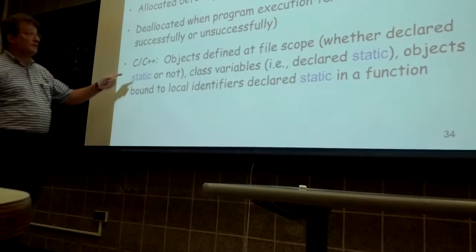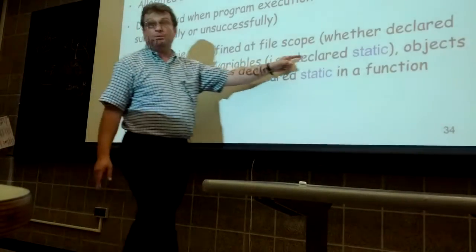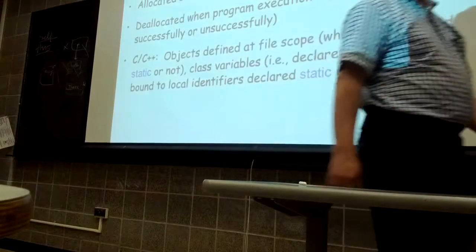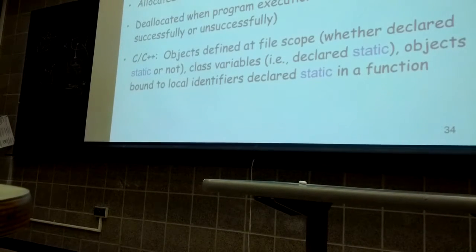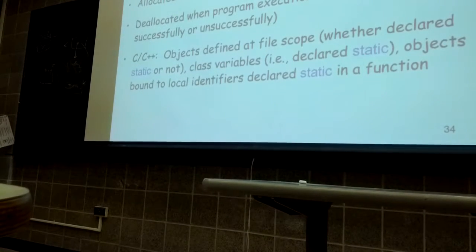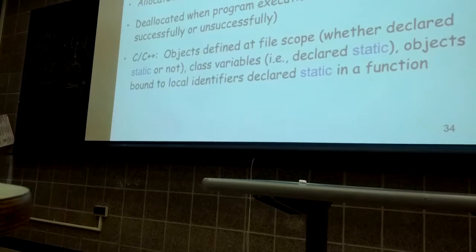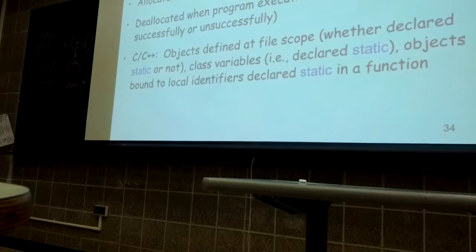Here are some examples. Objects defined at file scope. You know you can declare things not inside a class or a function. You can just put them smack in the middle of a file or at the beginning of a file, in C and in C++.